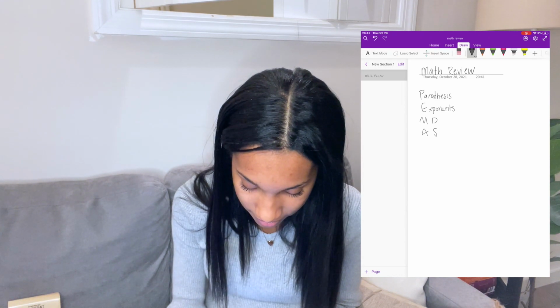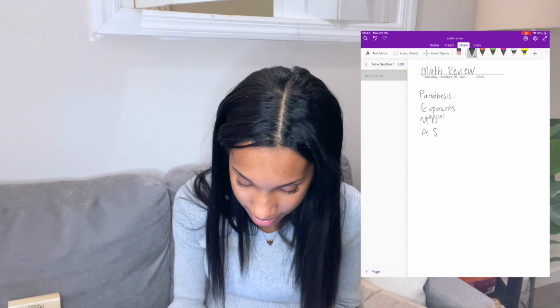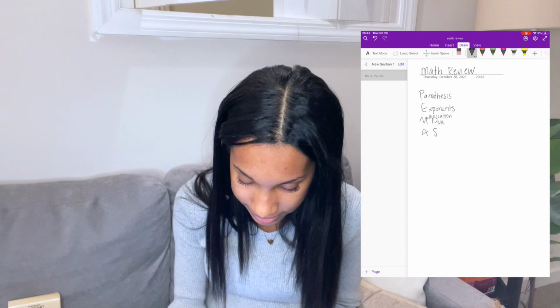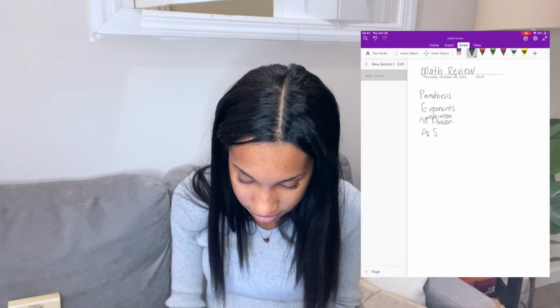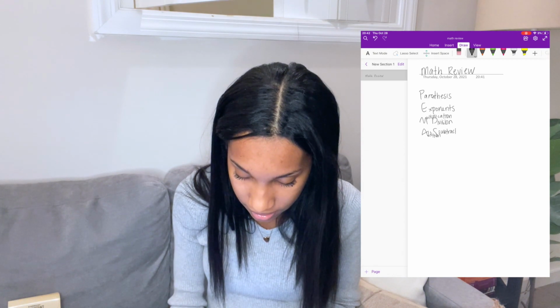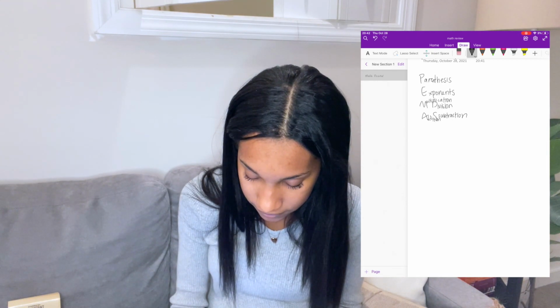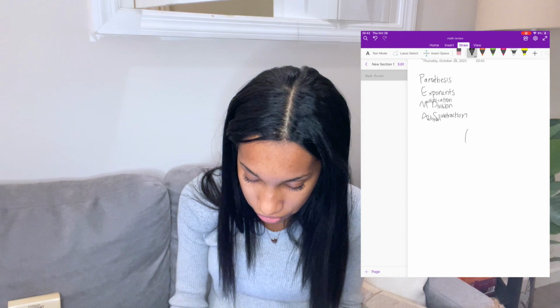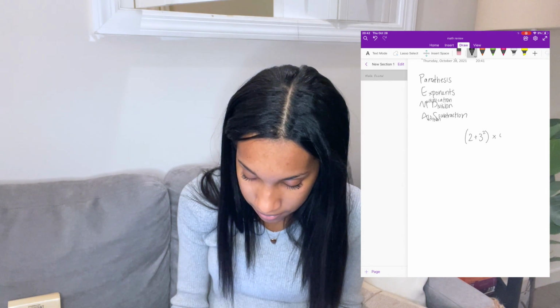Right. Then you have multiplication and division. It's going to happen whichever comes first from left to right. And then addition and subtraction. So if you have an expression that looks like, let's just say, 2 plus 3 squared times 4 plus 7 times 6.